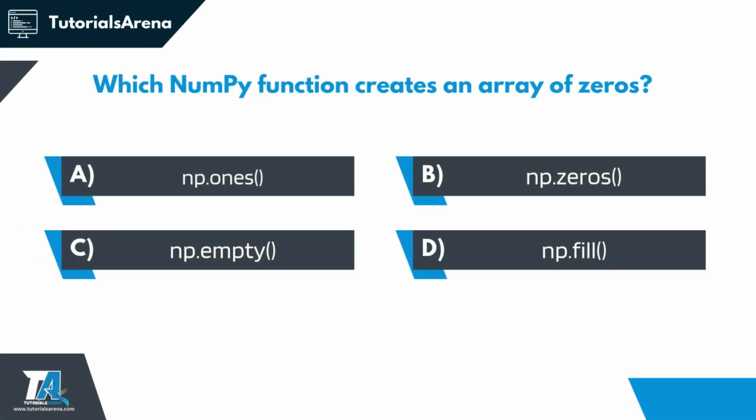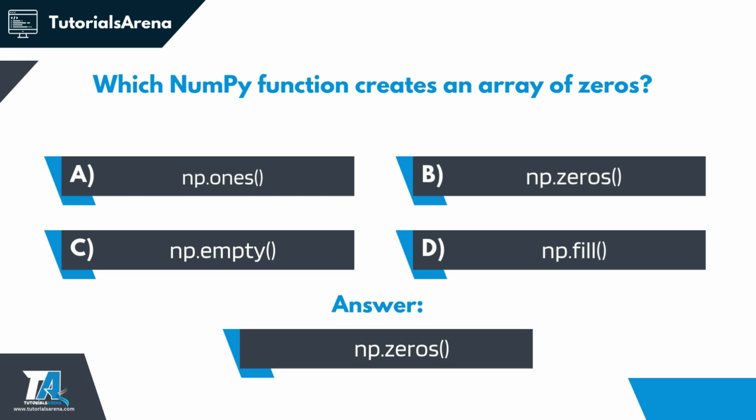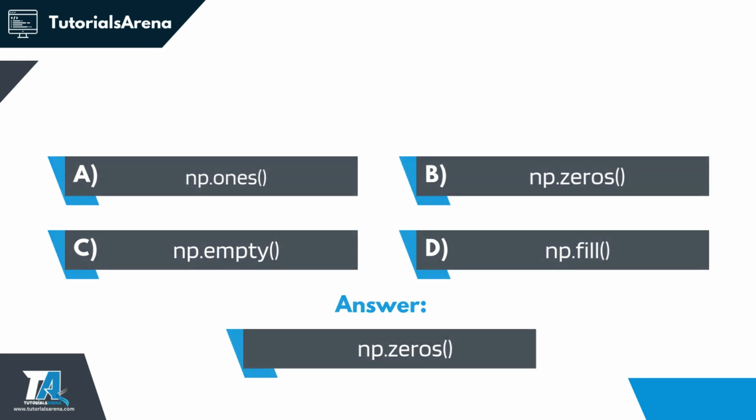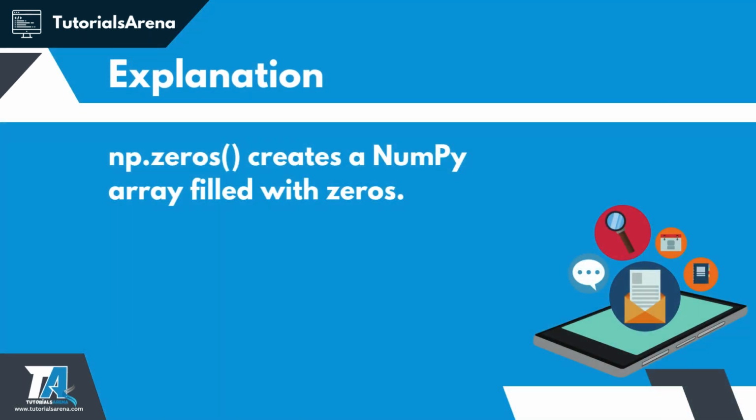Which NumPy function creates an array of zeros? The correct option is option B, np.zeros. np.zeros creates a NumPy array filled with zeros.